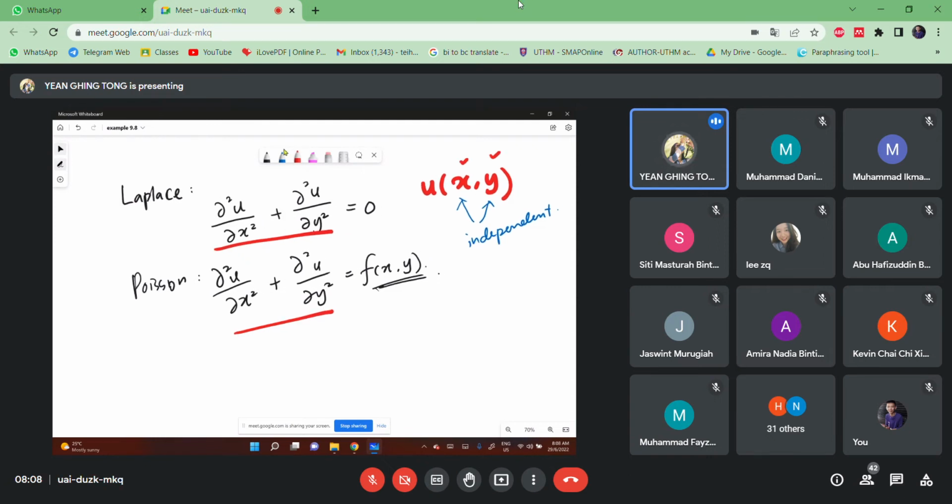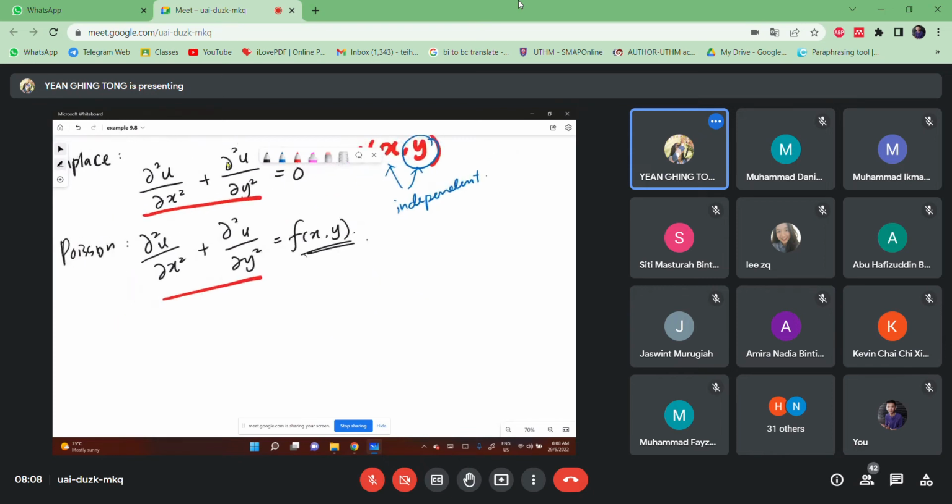So here, what is the difference with this elliptic PDE? Before this, the heat and wave equations, I mean the parabolic PDE and the hyperbolic PDE, the independent variables are x and t. So when we draw the grid, the x axis is x, the y axis is t, but now the y axis is y.